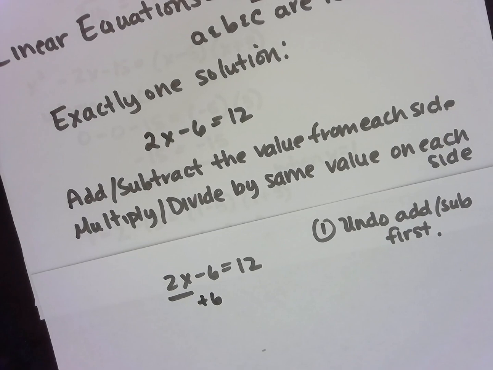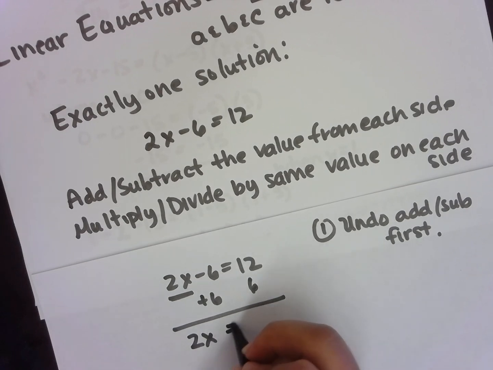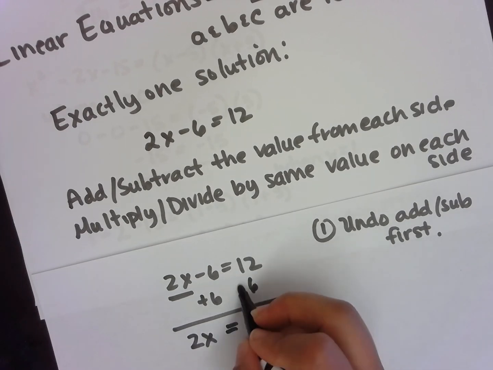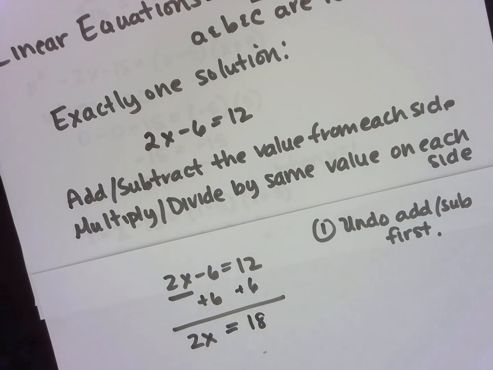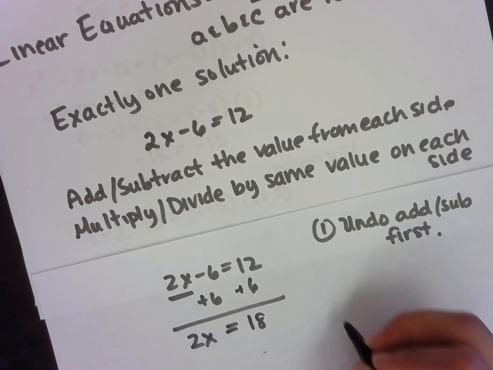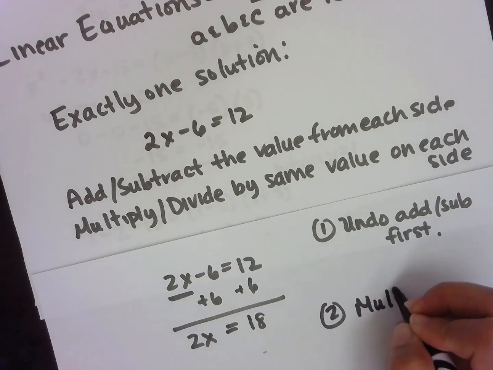But I have to remember that this is a balance scale, so I need to add 6 to this side too. I only add and subtract like terms, things that look alike and have the same power on them. I have 2x, and no other x's, so this side remains 2x. Then I have negative 6 plus 6, which ends up being 0, which I won't write, is equal to 12 plus 6 on this side, which is 18. I don't have any more addition or subtraction on either side.